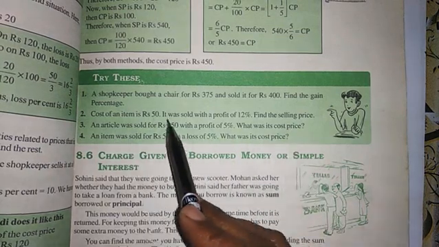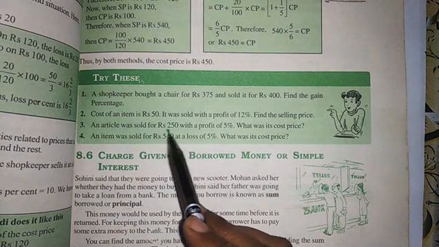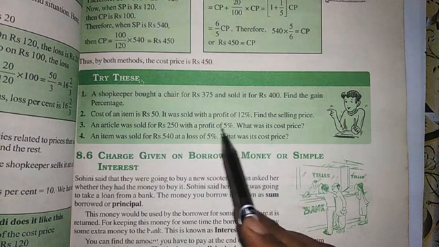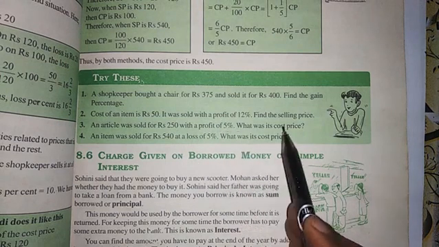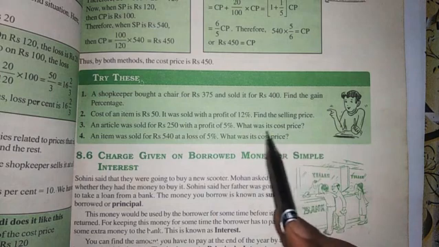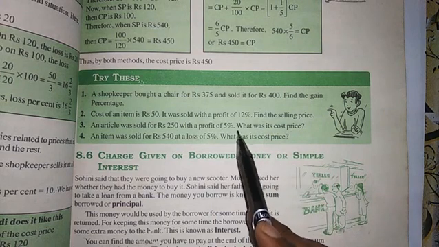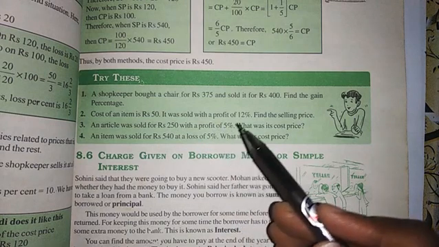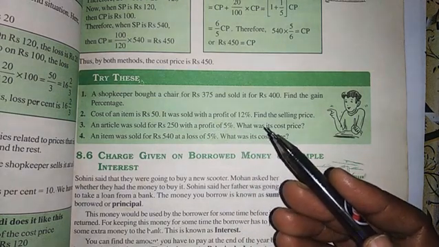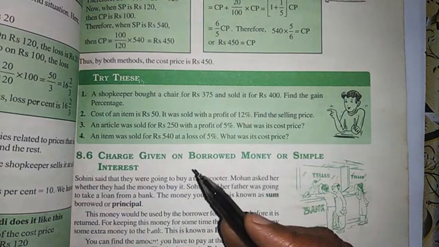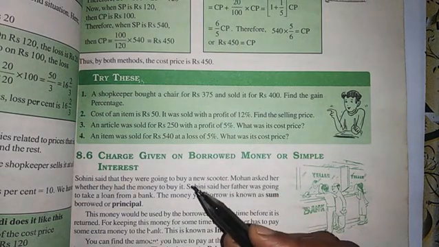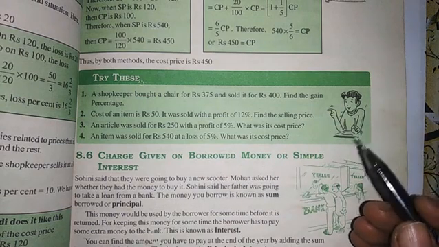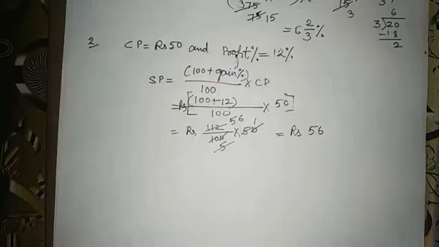An article was sold for rupees 250, SP rupees 250 with a profit of 5%, means profit percent is 5%. What was its cost price? This cost price we have to find out here if we know selling price and profit percent. Okay, here we will use the formula: cost price is equal to 100 upon 100 plus profit percent into SP. Okay, now let's solve this question.